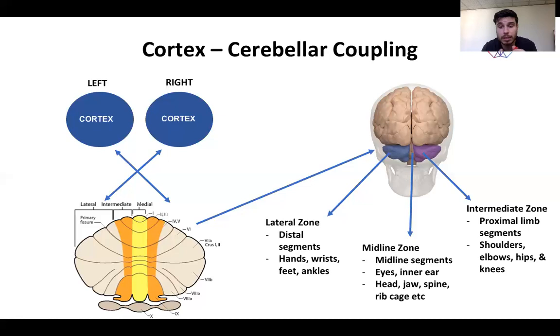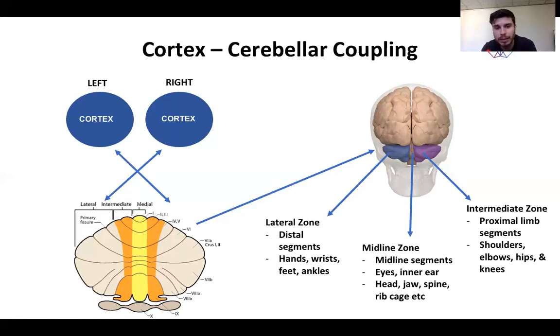So if we look at the image on the top right here as well, it gives us a kind of better insight into the location of the cortex sitting on top of the cerebellum as well. So if we look at this functional organization in a little bit more detail, and I'll explain some of the key points here along the way too. So the midline zone of the cerebellum, also known as the vermis, right? This is the yellow layer down the center, right? This is the zone of the cerebellum, the midline zone, that is more so involved with coordinating or refining the control of midline tissues or midline segments. So our eyes, our inner ear, our head, our jaw, our spine, our rib cage.